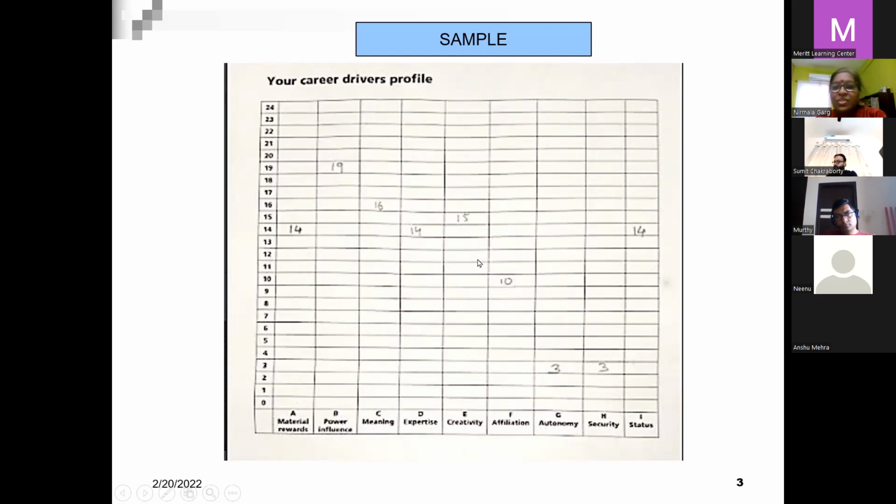For example, I will just analyze this. The highest score here, as you can see, is 19. The highest score of 19 represents the career driver power. So what does this mean? Whoever it is, I'm not taking names and I don't want to, this person's greatest motivator right now is to be powerful.